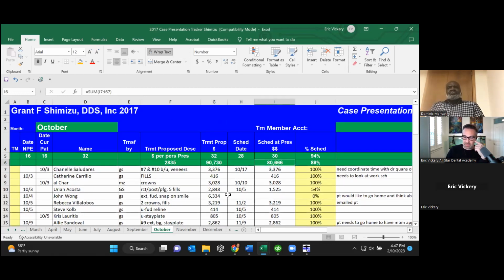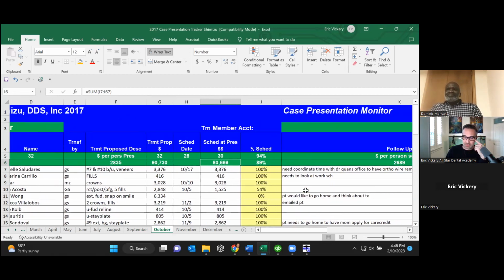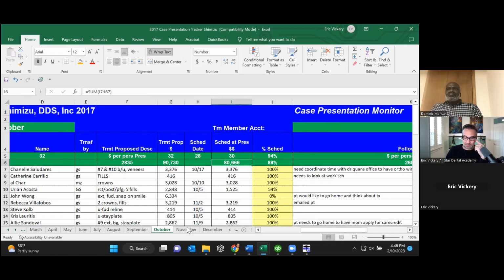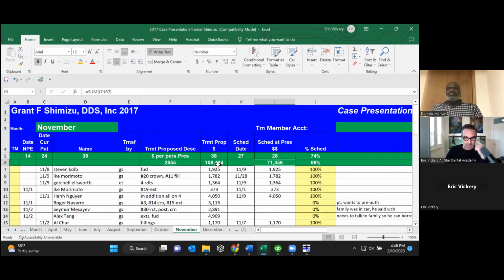Look at this. He knows he's going to hit his monthly goal already because he knows what's scheduled at presentation. And if it's not, Leilani, his office manager, is going to go follow up, right? Present 100 to get 70. That average case size, total dollars. You see how this works?